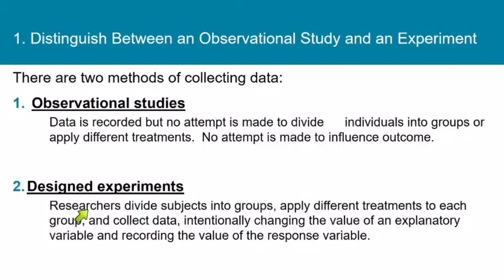Then in a designed experiment, researchers divide subjects into groups and apply different treatments to each group, and they collect data, intentionally changing the value of some explanatory variable and recording the value of the response variable. So in a designed experiment, people or subjects, it doesn't have to be people, the subjects are divided into groups, and we control which group each subject goes into, and then we apply different treatment to each group. Where in an observational study we apply no treatment whatsoever. In a designed experiment, we divide people into groups intentionally, or subjects. We divide them into groups intentionally, and we apply some different treatment to each group.